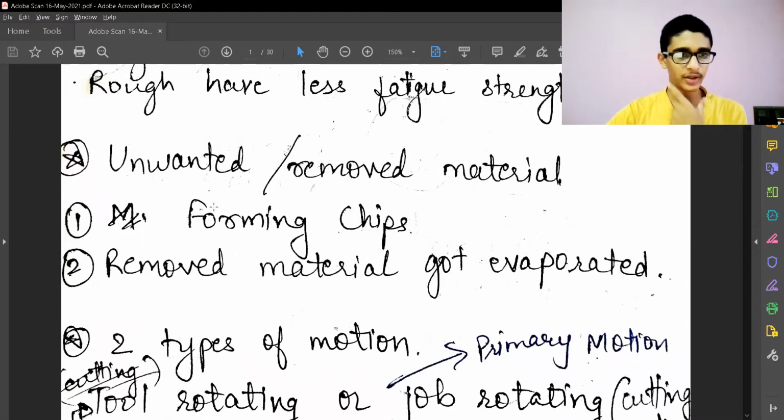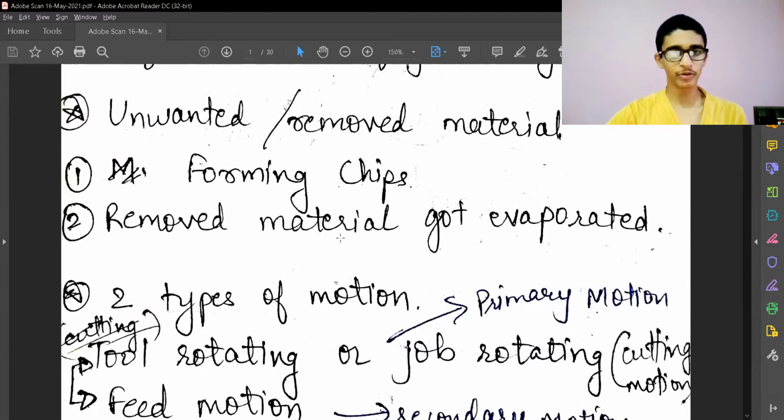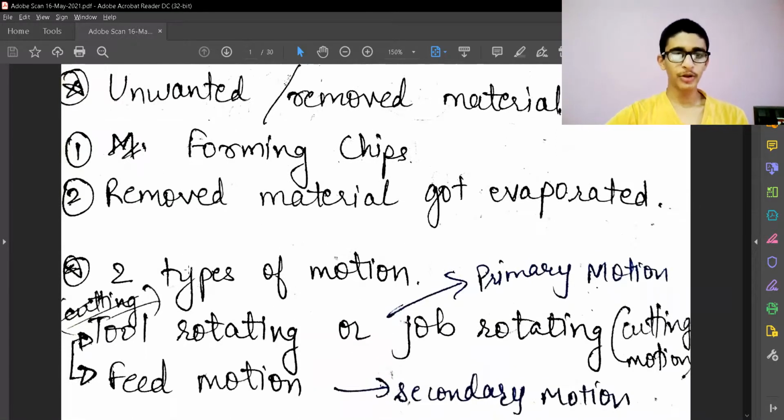So what is the unwanted or removed material? We are removing it by forming chips, or we are removing that material by evaporation. If an excessive amount of heat is generated, that will be removed by evaporation. There are two kinds of motion which are happening: a primary motion and a secondary motion. The primary motion is of the tool, which is rotating.